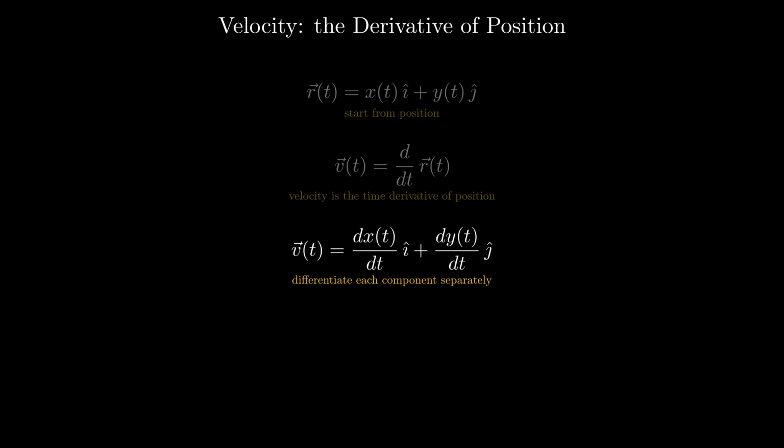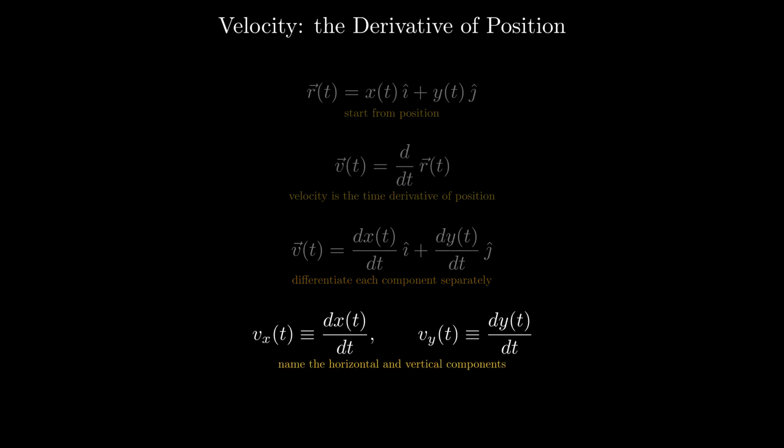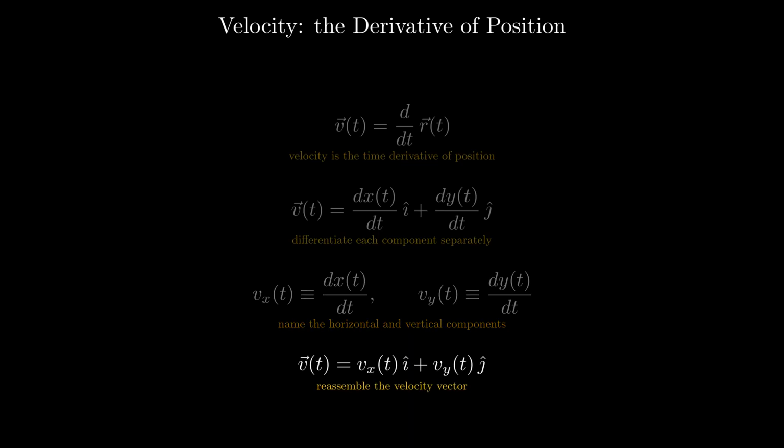We give these two pieces names. We define v sub x of t as the derivative of x with respect to t, the horizontal component of velocity. And we define v sub y of t as the derivative of y with respect to t, the vertical component of velocity. So the velocity vector is v sub x times i hat plus v sub y times j hat. Notice what happened. We never differentiated a vector as some exotic new object. We differentiated each coordinate function on its own, exactly the one-dimensional derivative we already know, and then reassembled the answer.